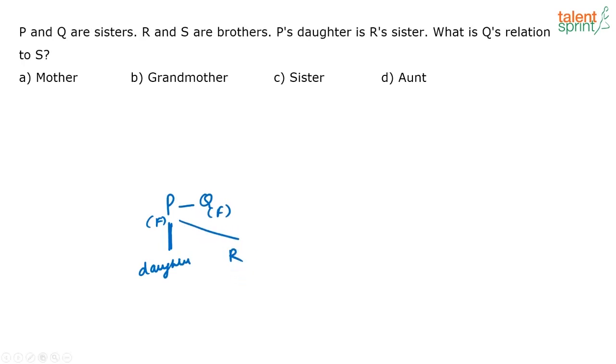Now it is given that R and S are brothers. So R and S are brothers means both of them are male and they are born to the same parent. So what can I say? Basically P is the mother of these three children. P has two sons and one daughter, and Q is P's sister. Now the question is, how is Q related to S? See, Q is S's mother's sister, or I can say Q is these three children's aunt. So the correct answer here is option D, aunt.